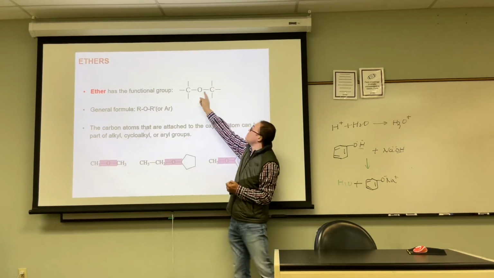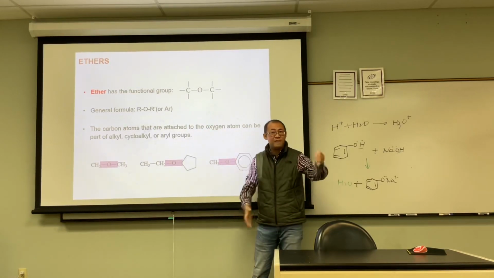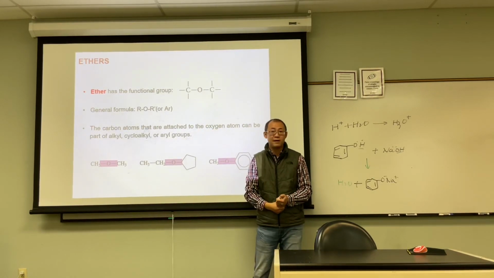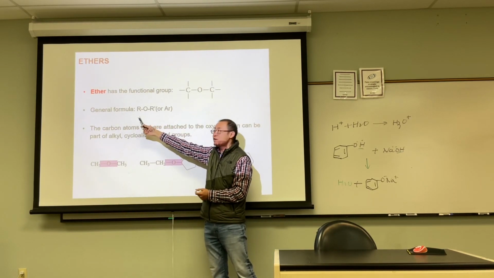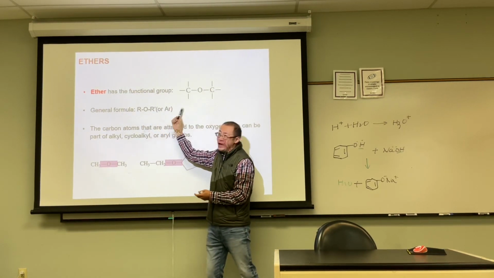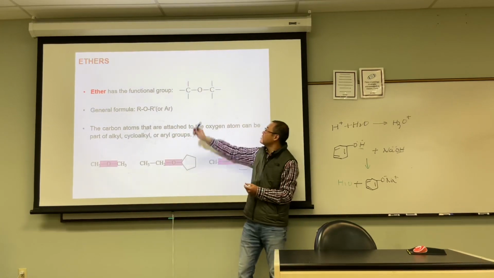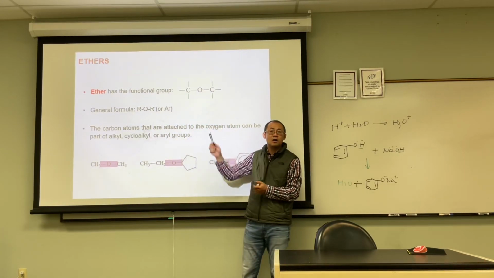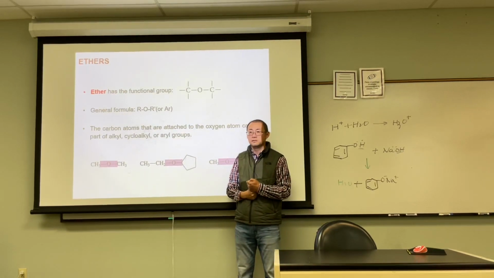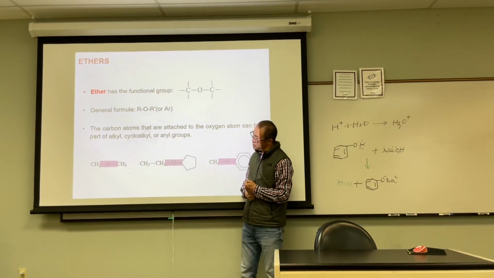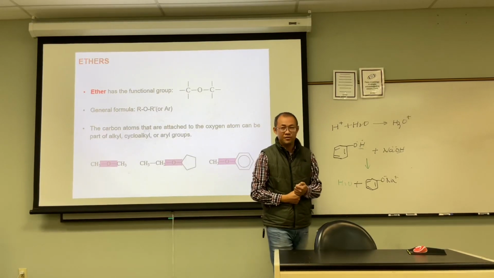And those two carbons can either be aliphatic or aromatic carbon. Doesn't matter. They're all ethers. So the general formula of ether can be ROR or ROAR. As long as there are two carbons attached to oxygen, regardless of the types of carbon, those compounds are classified as ethers.